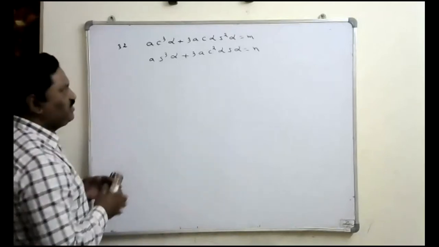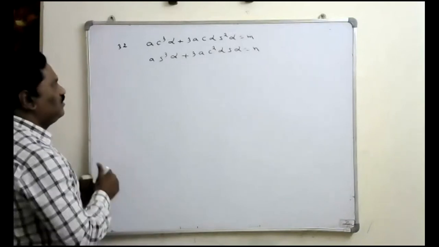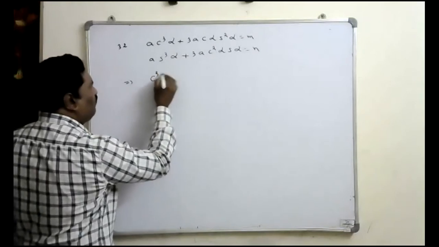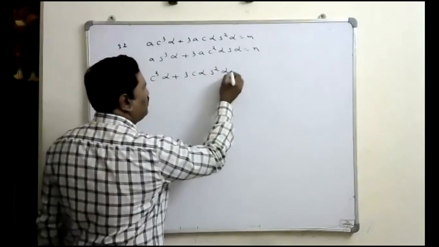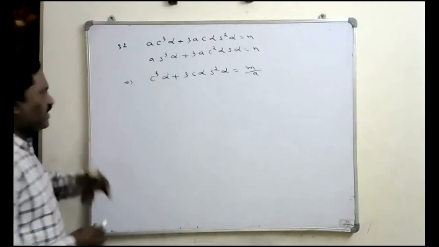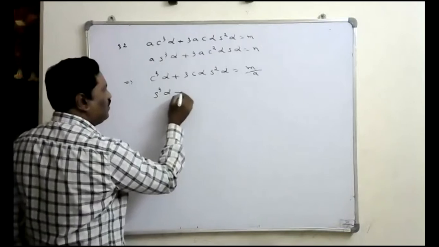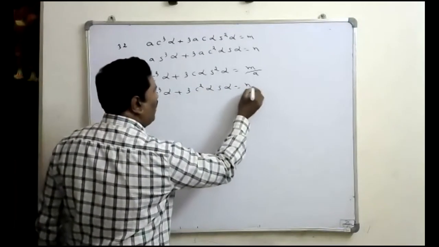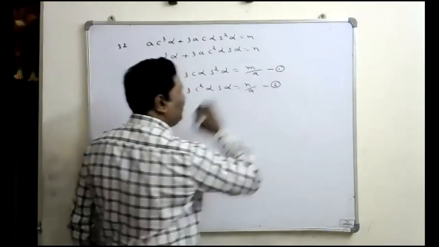So first what we will do is, the first equation I will divide it by a on both the sides. Then we are getting cos cube alpha plus 3 cos alpha sin square alpha is equal to m by a. Similarly, the second equation also divided by a. Then sin cube alpha plus 3 cos square alpha sin alpha is equal to n by a. Call this equation number 1, and this equation number 2.